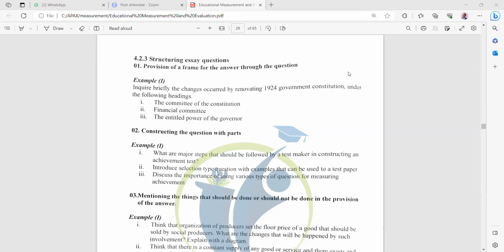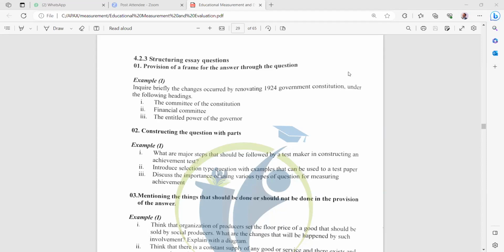Essay type questions are subjective questions. Subjective means the answer depends on the marker; the same answer marked by 2 or 3 different markers can differ in marks also. So we call them subjective questions. We can reduce the subjectivity of essay type questions by structuring them. Right. So we have provision of a frame for the answer through the question.